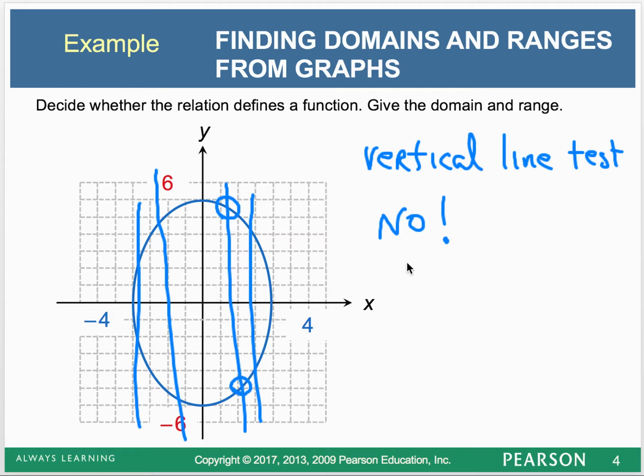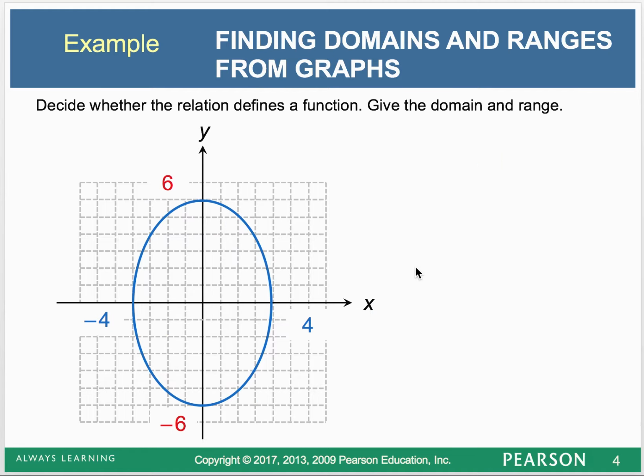Now notice that's telling me the same thing as a function. Here's my x values. So if I go along here to my x value, oh, here's one y, and here's another y going to that same x value. That's why the vertical line test tells us if it is or is not a function. So this thing's not a function.